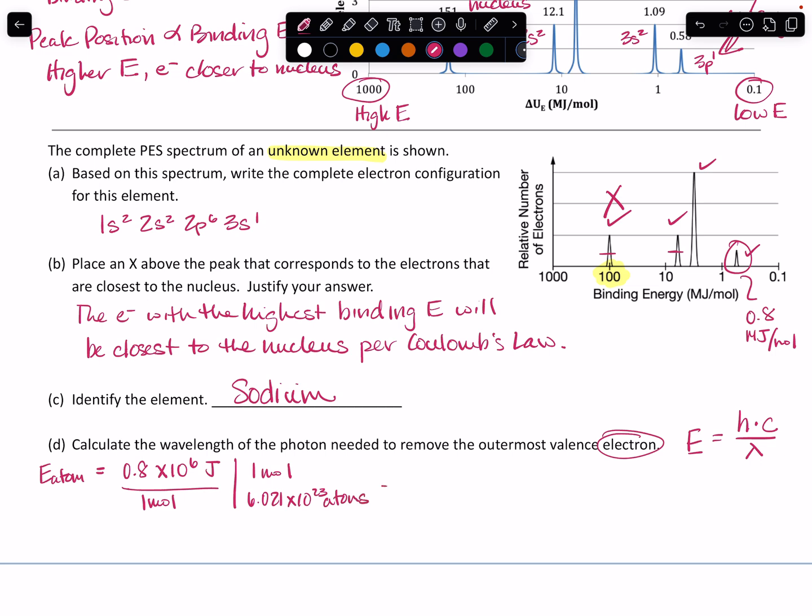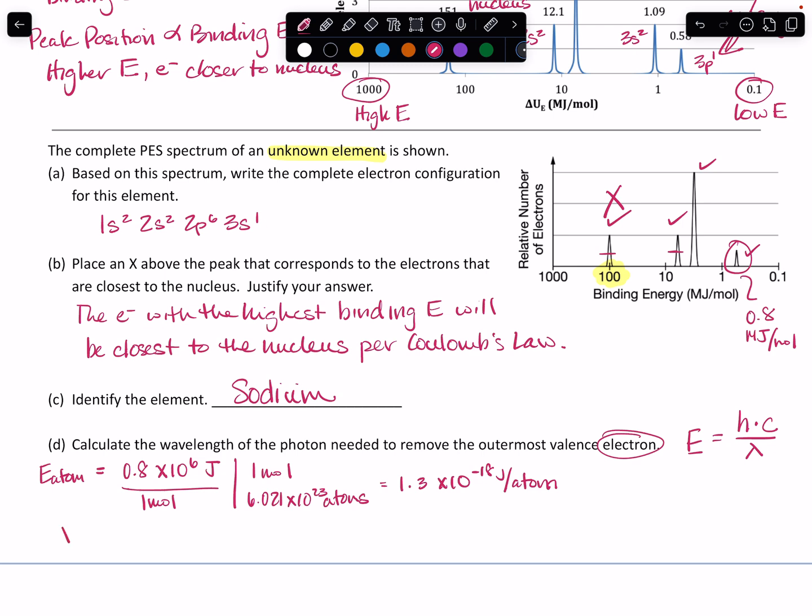So it's going to be 0.8 times 10 to the sixth, divided by 6.022 times 10 to the 23rd. This is going to be a small number. I'm going to go with 2 digits here: 1.3 times 10 to the negative 18th, and this is going to be joules per atom. So that's going to be per that electron out there. Okay, so now I can use my energy formula.